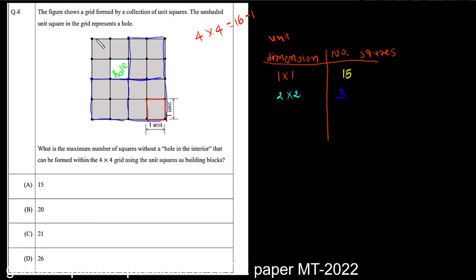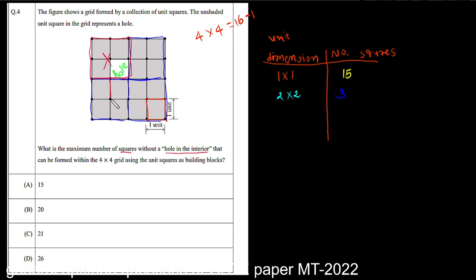But now here we cannot include this 2 cross 2 square, because if we try to make this square, then it contains this hole inside of this square. And now here the question says we have to make the square in such a way that without including this hole in the interior. So now simply we are not considering this square. But now look at it carefully.